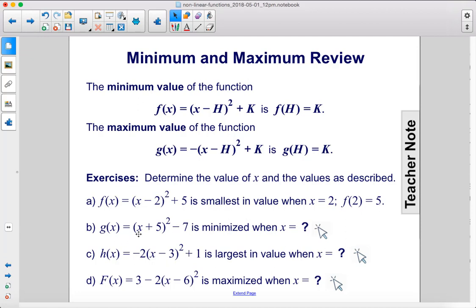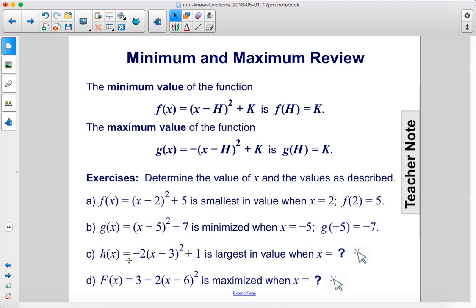Alright, moving on. This one is minimized when x equals negative 5. When you plug negative 5 in here, you end up getting negative 7 as a result. So g(h), which is our h value here, equals k, which is negative 7.